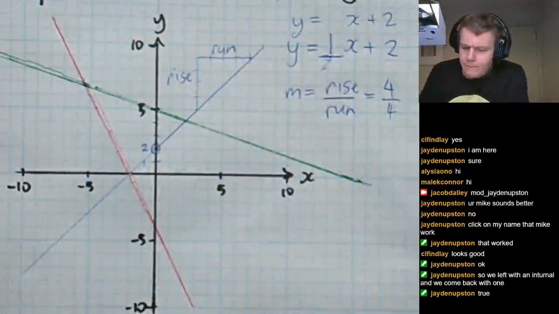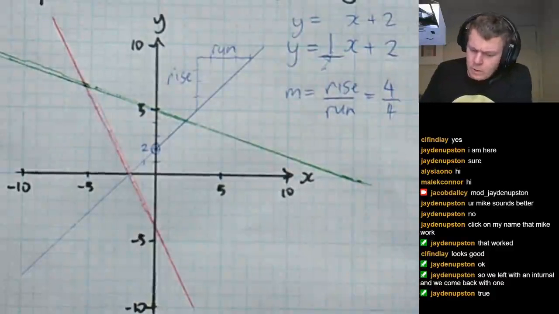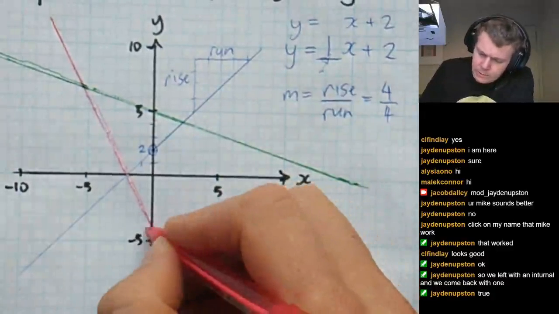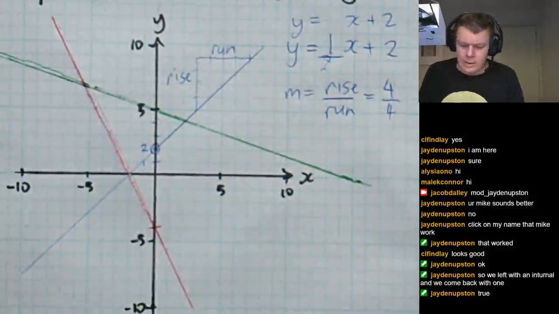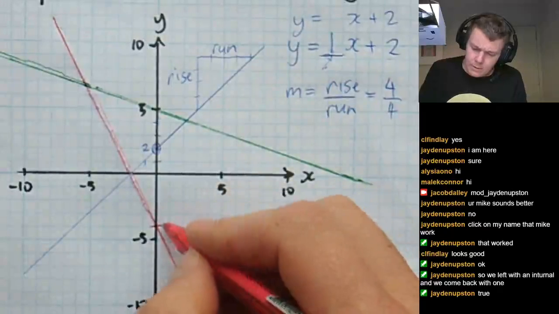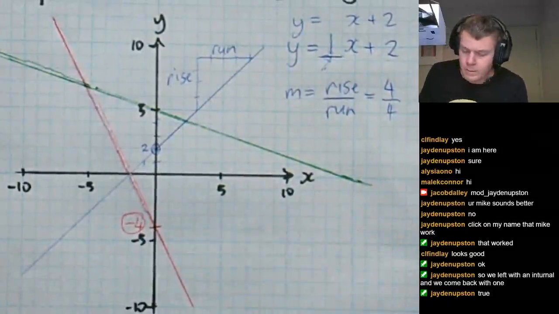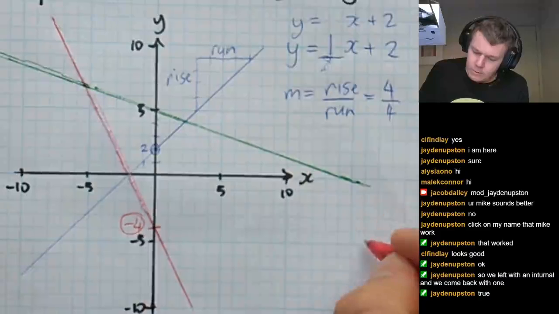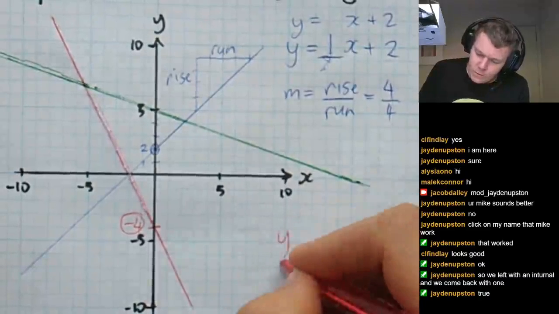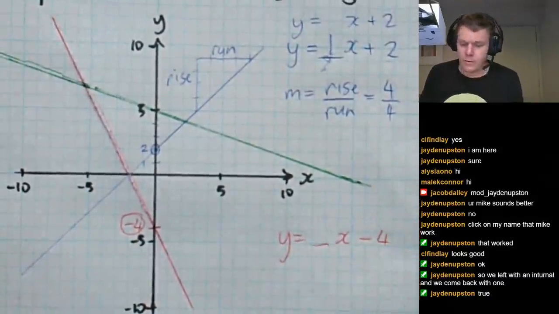Alright, I'm going to change pen to the red one. The red line crosses through -4, right? So our c part is -4, and we don't know what our gradient is. We've got to work that out.